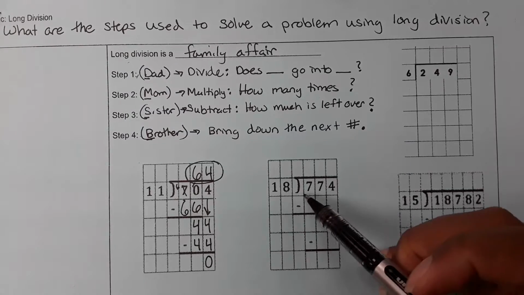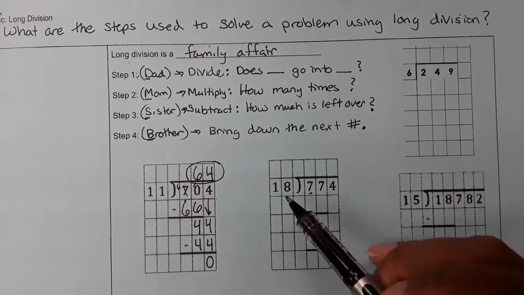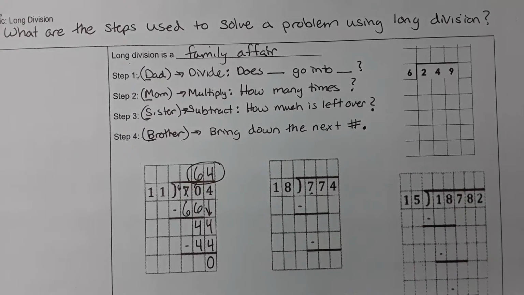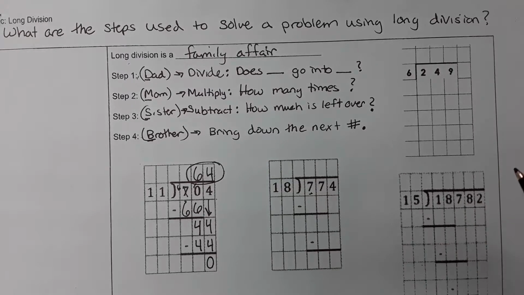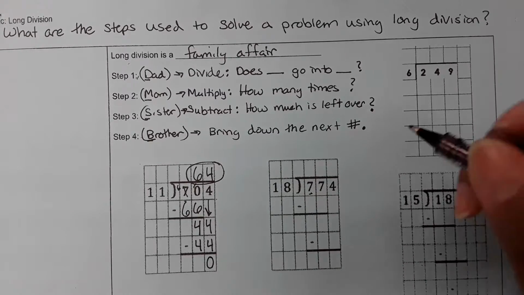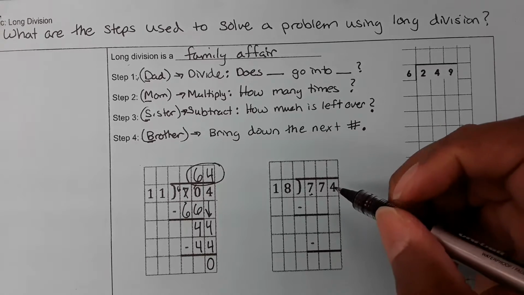All right, does 18 go into 7? Nope. But does it go into 77? Yes, it does, because it's larger. Now, the question is how many times? I don't know about you, but I don't know my 18 facts.